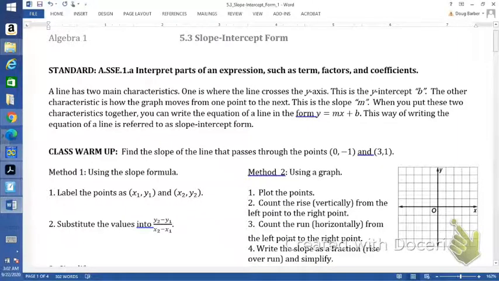Alright, so our class warm-up is we're going to find the slope of the line that passes through the 2 points, (0, -1) and (3, 1). We're going to do it first by using the slope formula, and then we're going to follow that by using a graph.